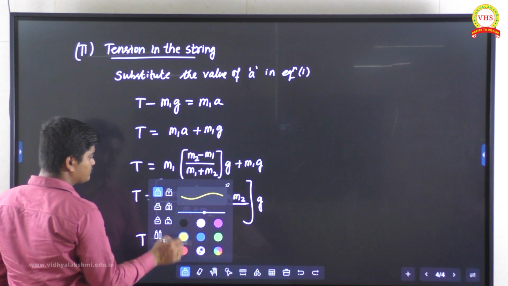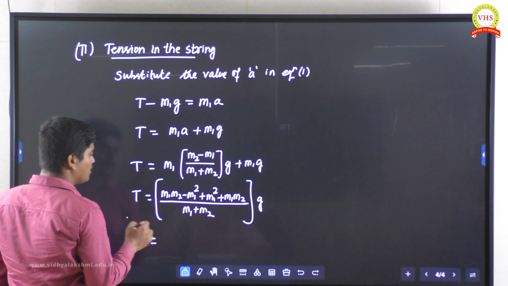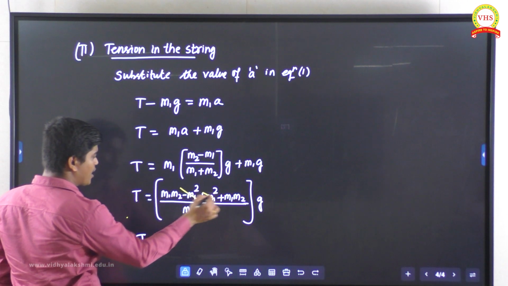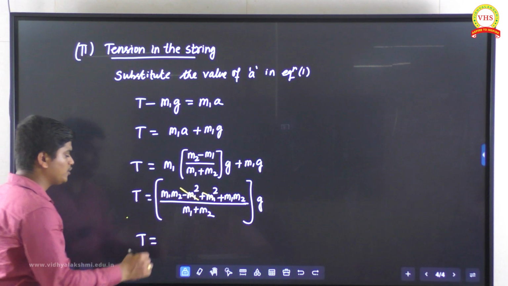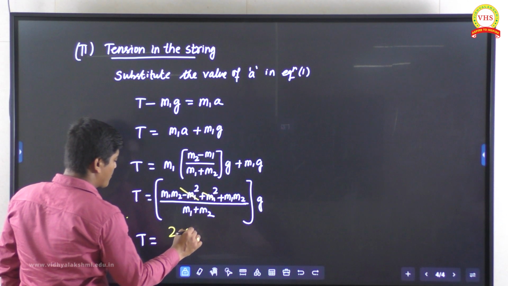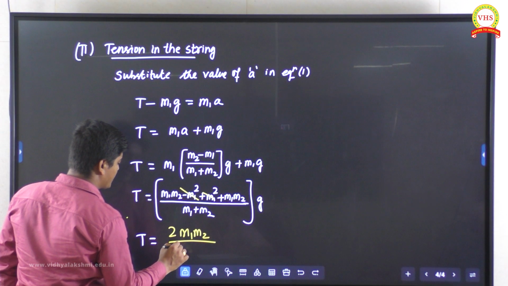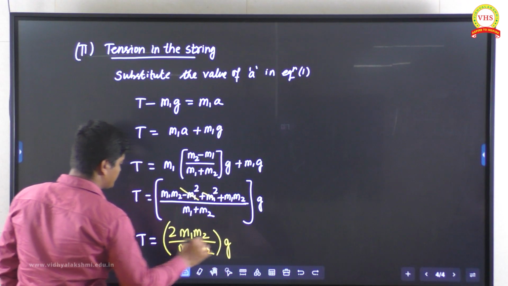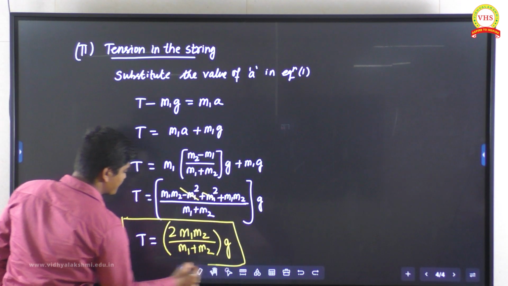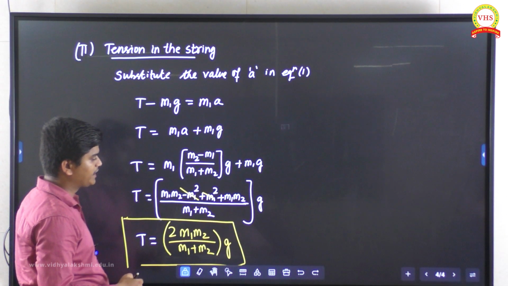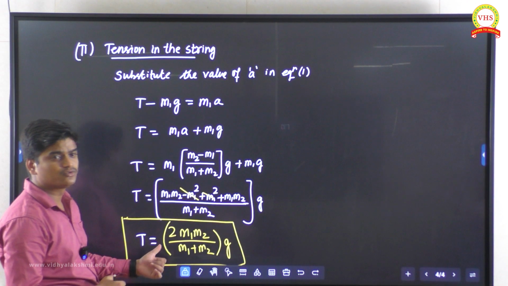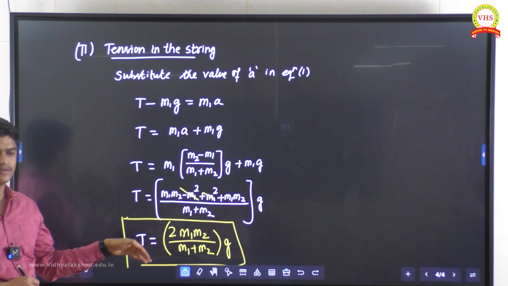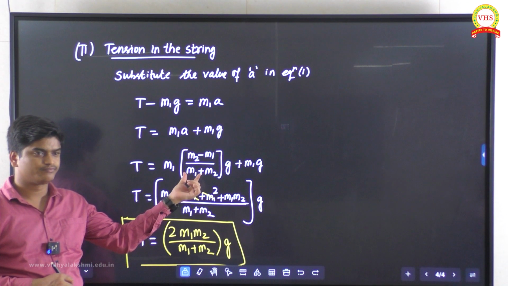So check everyone. This and this are getting cancelled. Now we get M1 into M2 plus M1 into M2. How much is it? 2 M1 M2 divided by M1 plus M2, into G. So this is your tension in the string. Yes, ask doubt. Any doubt? Are you able to understand all the derivation steps? You are not able to understand here.